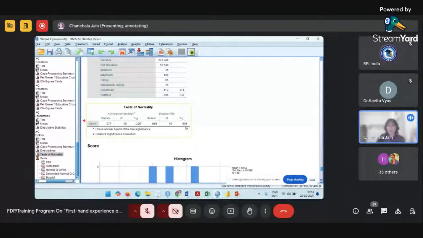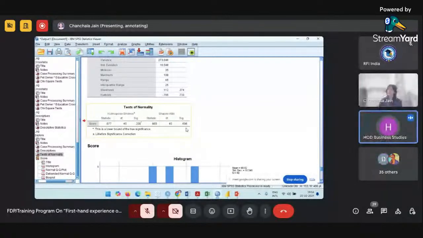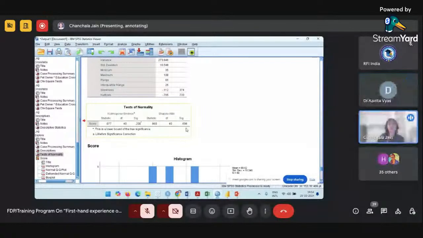So it is 0.696. And we are saying 0.05, that is 5%. So is it greater than or less than? It is greater than. So if the p value is greater than the level of significance, what will be the decision? We are going to accept the null hypothesis. Right? So if we are accepting the null hypothesis, that means we are concluding the variable is normally distributed. Right?